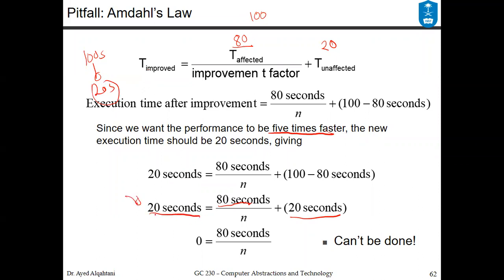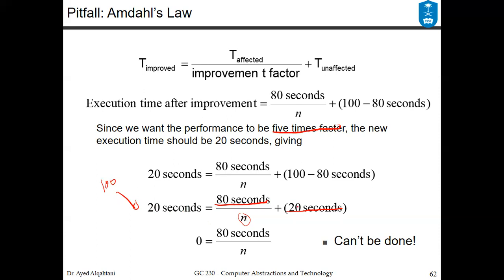This gives us this equation. 20 seconds is equal to 80 seconds divided by n plus 20 seconds. We want to find how much we want to make this multiply faster to gain this reduction from 100 to 20 seconds. Again, I will summarize the whole thing here. We have the total time 100. 80 seconds here is affected by the reduction in multiplication, which is divided by n. We want to find n. And the leftover is 20 seconds. The overall reduction in time, we want the new performance to be 5 times faster. Meaning, instead of the 100 seconds that we have, we want to reduce it to 20 seconds only.